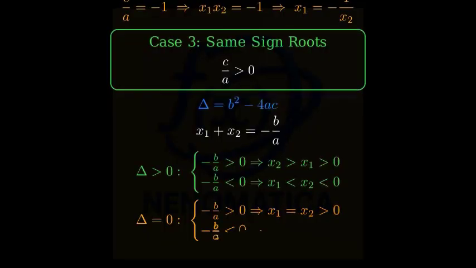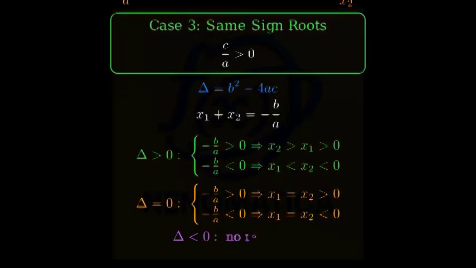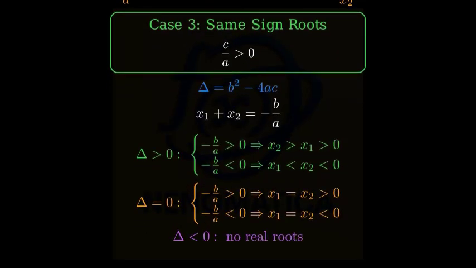If delta equals 0, there is a repeated real root. If the sum negative b over a is positive, that repeated root is positive. If it is negative, that repeated root is negative. If delta is less than 0, there are no real roots.